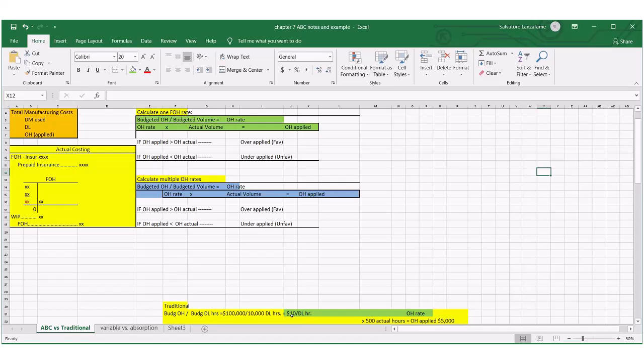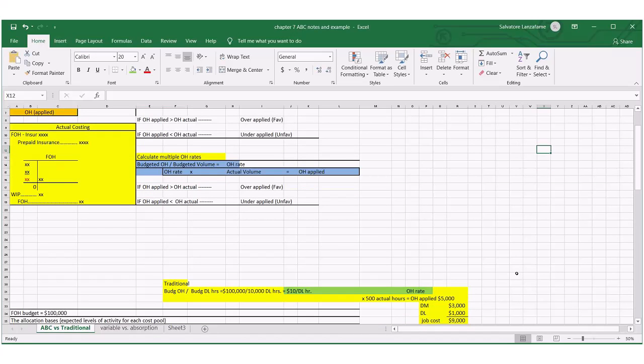Let's assume that you actually had 500 direct labor hours in the scenario. So you would go 10 times the 500, and that would give you overhead applied of $5,000. Okay. Just imagine that the direct material cost was $3,000 and the direct labor cost was $1,000. 5 plus 3 is 8 plus 1, and you end up with 9,000. So using direct labor hours, we come up with a total cost for the job of $9,000.